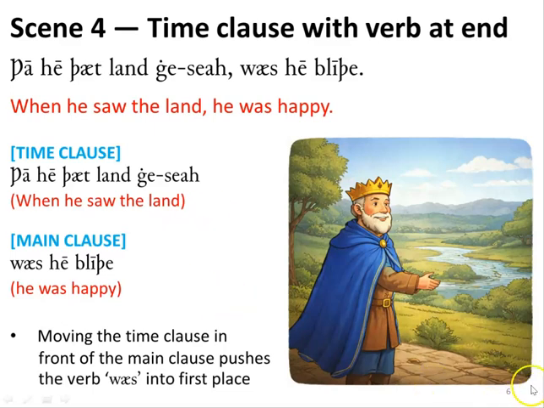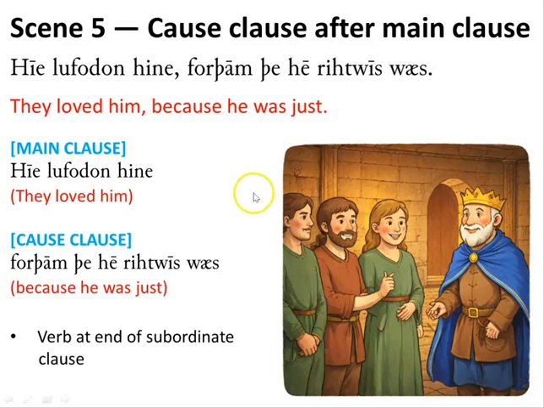Let's move on. Now, here we go. Hie lufodon hine for thaem he rihtwis waes. All right. They loved him because he was just. Richtwis, just. Okay. Main clause, hie lufodon hine. There you go, main clause.